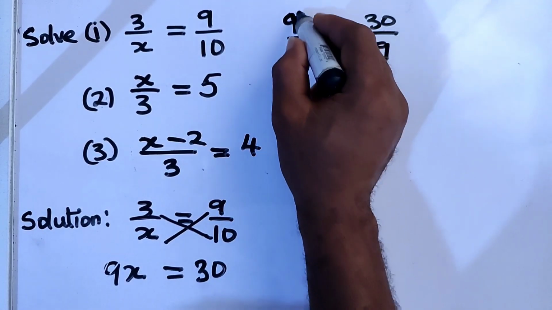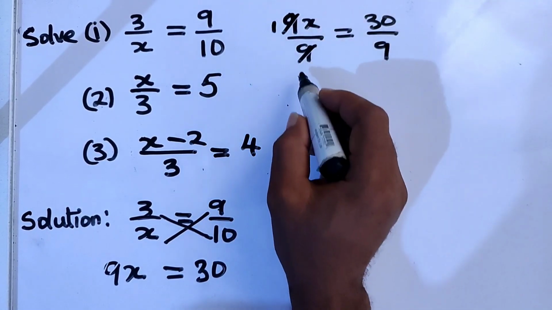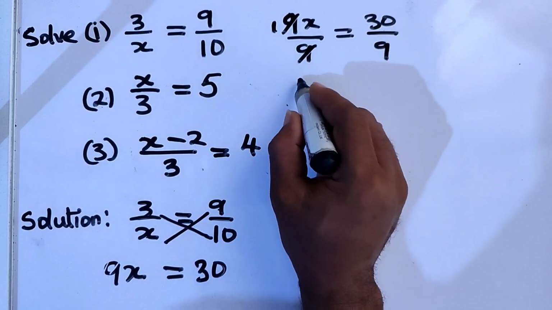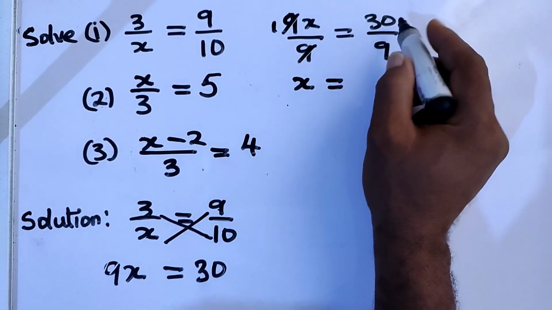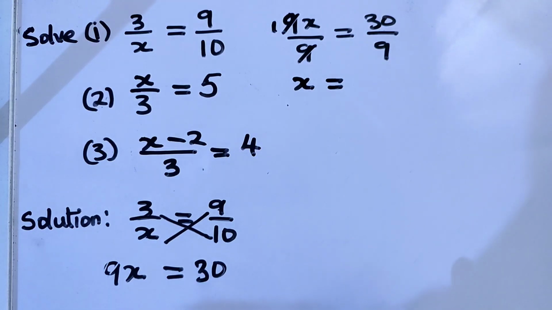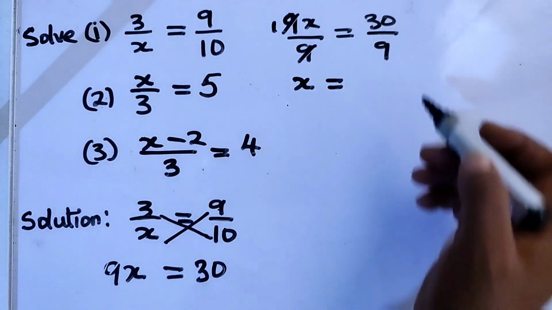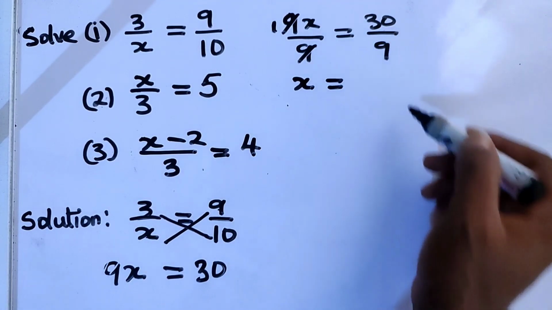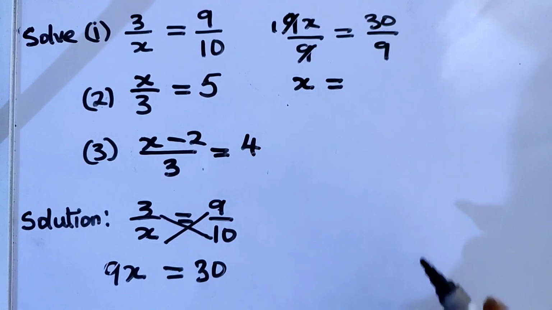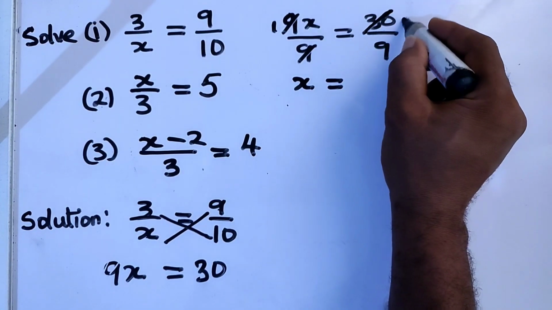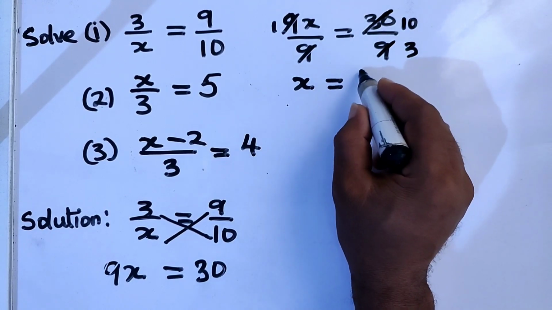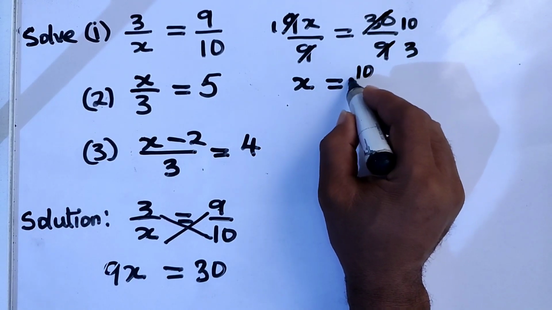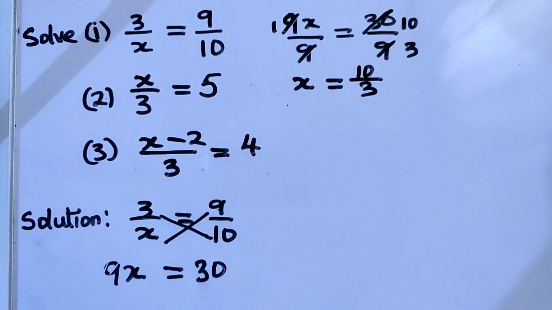So that 9 can divide 9 to give us 1. 1 multiplied by x will give us x equals 30 over 9. 9 cannot divide 30 without remainder, but there is a common factor which can divide both 30 and 9 without remainder. That factor is 3. So 3 can divide 30 to give us 10, and divide 9 to give us 3. Therefore, the answer to this question is 10 over 3. So 10 over 3 is the answer to the first question.